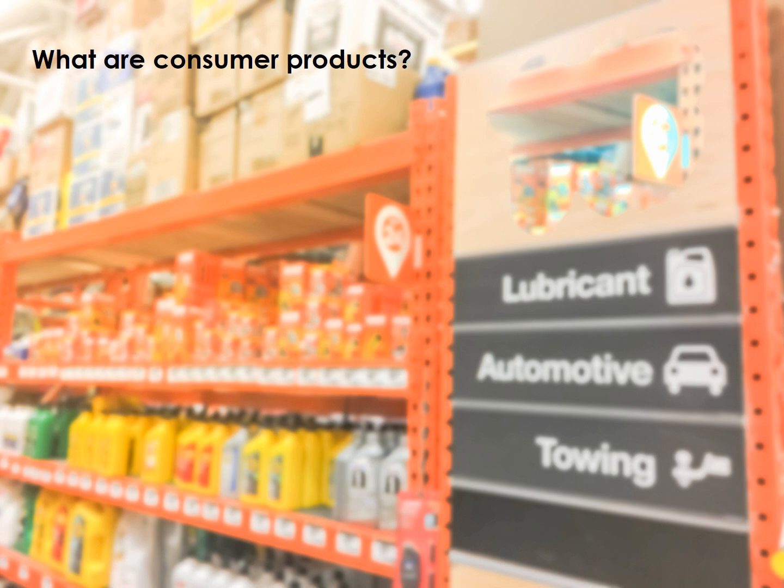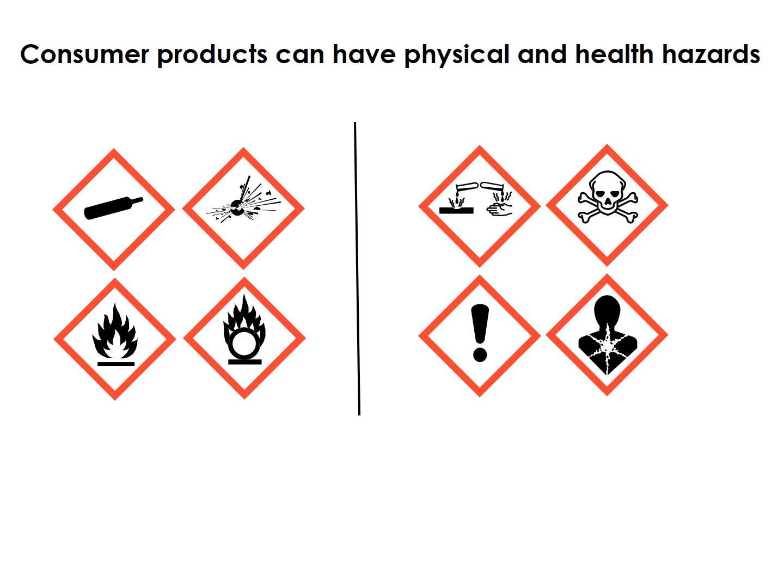What are consumer products? Consumer products are purchased and used for non-commercial purposes, like at home. These products are usually available through retail stores or online suppliers. Examples of consumer chemical products are cleaning supplies, adhesives, or paints. Consumer products can have physical and health hazards, and we will review how to manage them in the workplace.